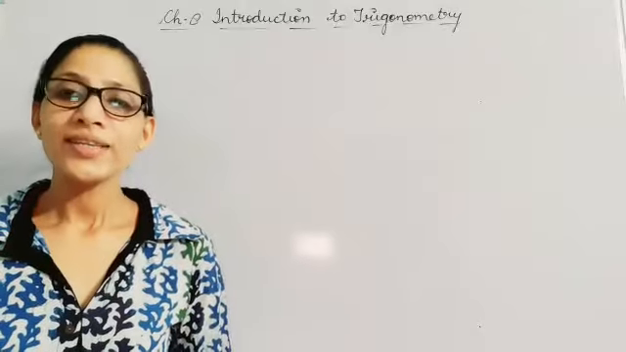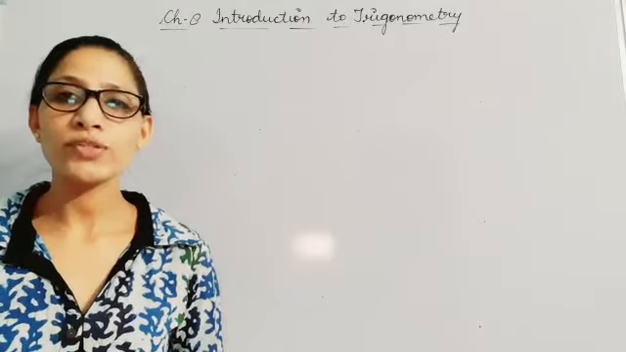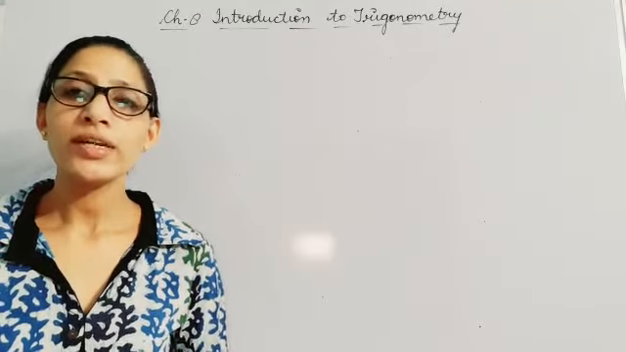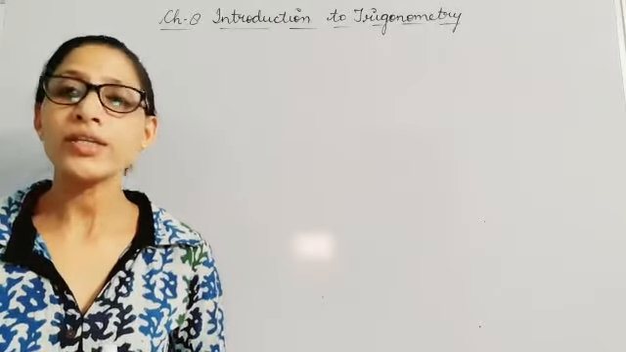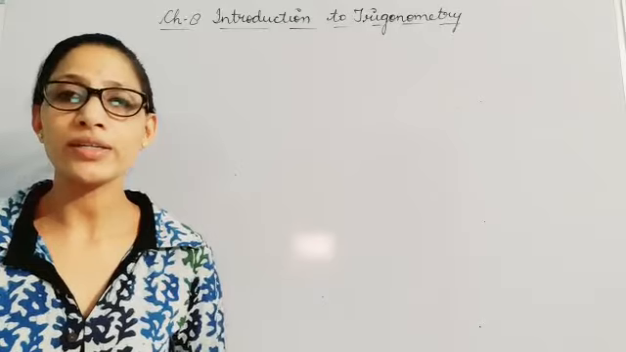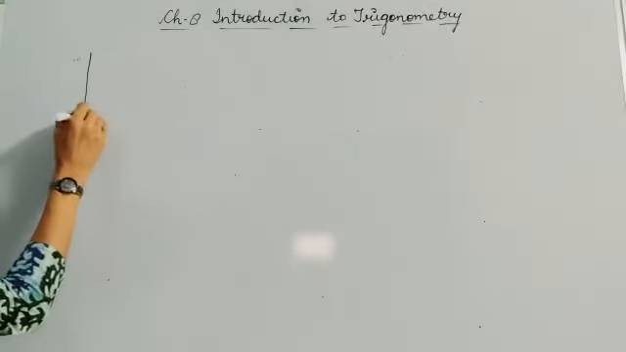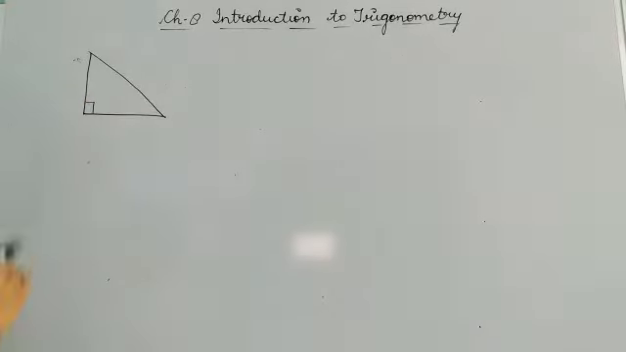Hi everyone. Today we are going to recapitulate all the main points of chapter 8, that is Introduction to Trigonometry. Children, whenever you are working in trigonometry, you need to have a right angle triangle. So let's see what we can find out from a right angle triangle. If we have a right angle triangle, then we can always apply Pythagoras theorem in it.